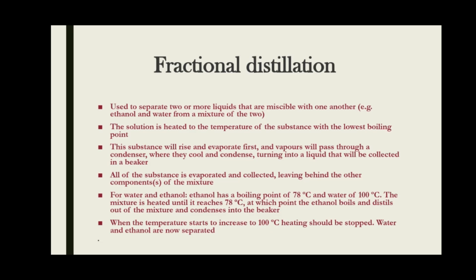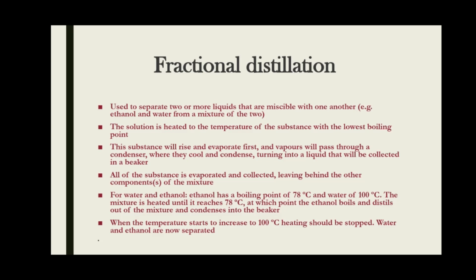Now ethanol has a boiling point of 78 degrees Celsius and water of 100 degrees Celsius. The mixture is heated until it reaches 78 degrees Celsius, at which point the ethanol boils and distills out of the mixture and condenses into the beaker. When the temperature starts to increase to 100 degrees Celsius, you should immediately stop the heating. Why should we stop the heating? Because this means all of the pure ethanol has been collected and separated from that mixture, and now only the liquid that is left behind is water. So we have separated both of them.